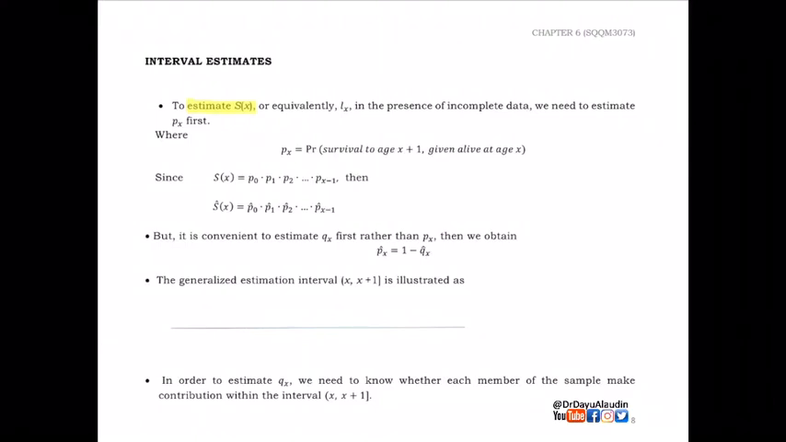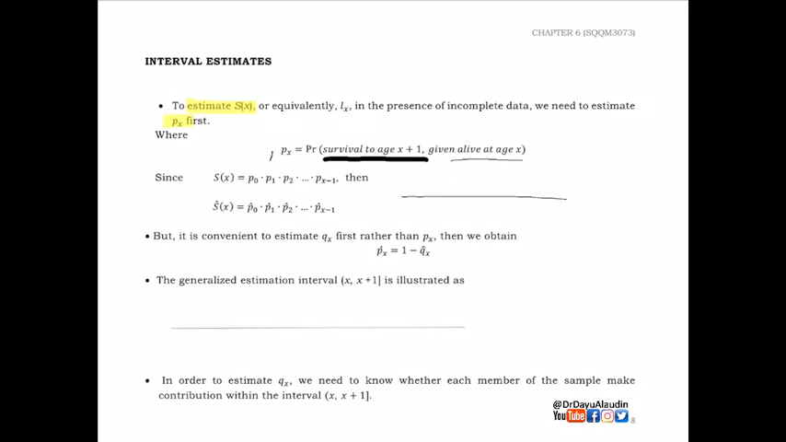Okay, today we will go to interval estimates. Since it is incomplete data, we need to estimate the probability of survival or probability of death, the QX or the PX, first for the particular interval. So PX is the survival to age X plus 1, which is considered as 1, given that alive at age X.